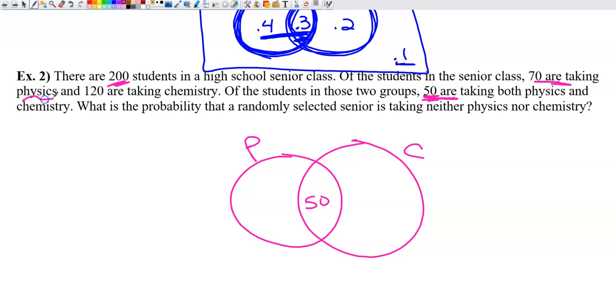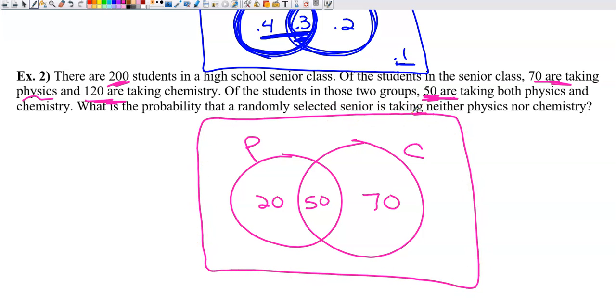70 are taking physics. You should be yelling at me right now. I just told you can't just throw that in there. 70 total kids are taking physics, so this has to be 20. And 120 are taking chem, so 120 minus the 50 is going to give me 70. Well, don't forget about the rest of the world. What could happen? Some kids aren't taking either. I know the total number of kids involved is 120, so 70 plus 50 is 120, plus 20 is 140. I think I said 120 was the total, but the total is 200. Sorry. So 140 taken away from 200 is 60.